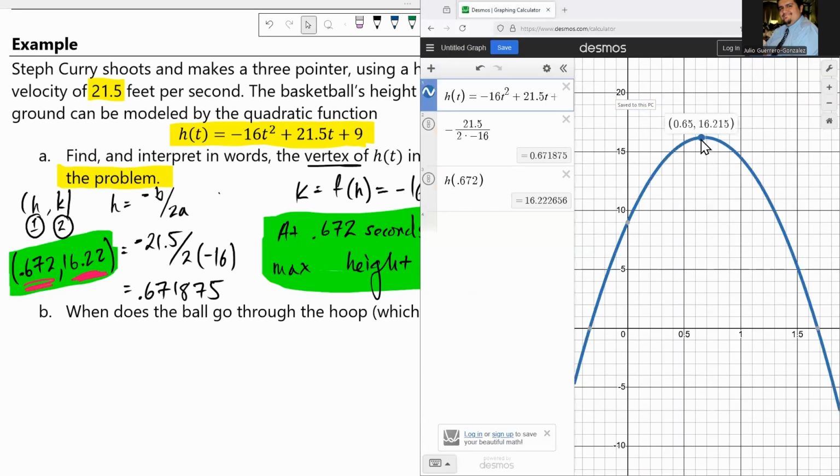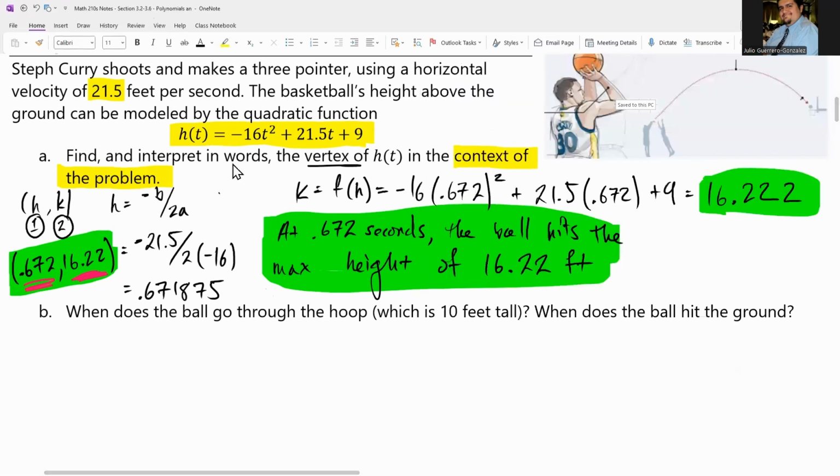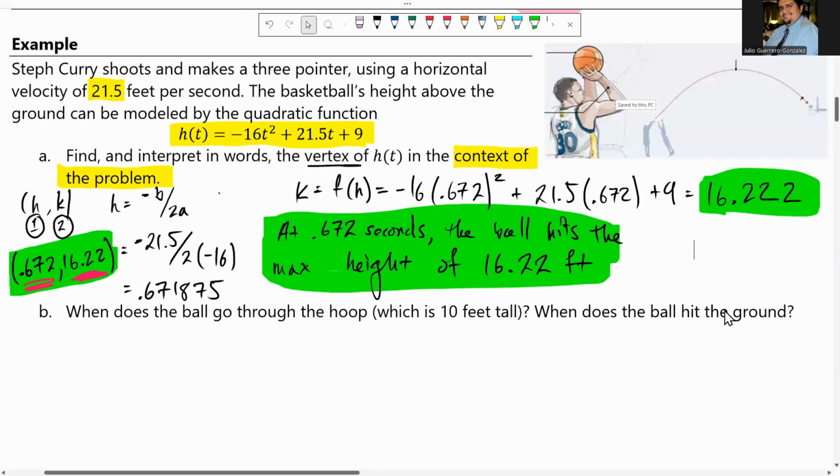Now, like I said, Desmos can double check all this stuff for you, at least computationally, right? So if we click up here, we get 0.67188, comma, 16.22266. Okay? So we got it right. We're good. We are awesome. Again, when you're doing this on your own, you're more than welcome to use Desmos however you need to.